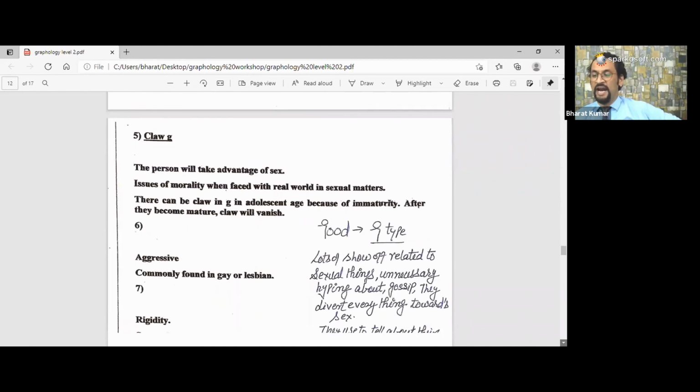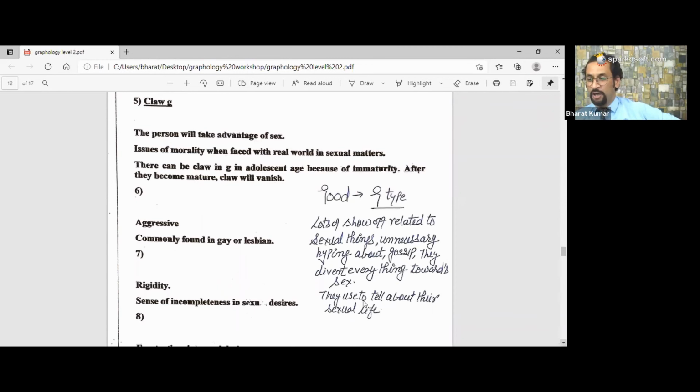Now, if you have this kind of G like I have written in the group, they used to show off related to their sexual behavior. They will gossip, I have this kind of relation. Even they can relate themselves with anyone, that I have sexual behavior with that person, sexual life. Yes, the 11th one, yeah, can be a rapist. Correct, Mr. Arpreet. So lots of show off related to sexual things, unnecessarily hyping about gossip. They divert everything. You can talk about anything and they will divert the topic towards sex.